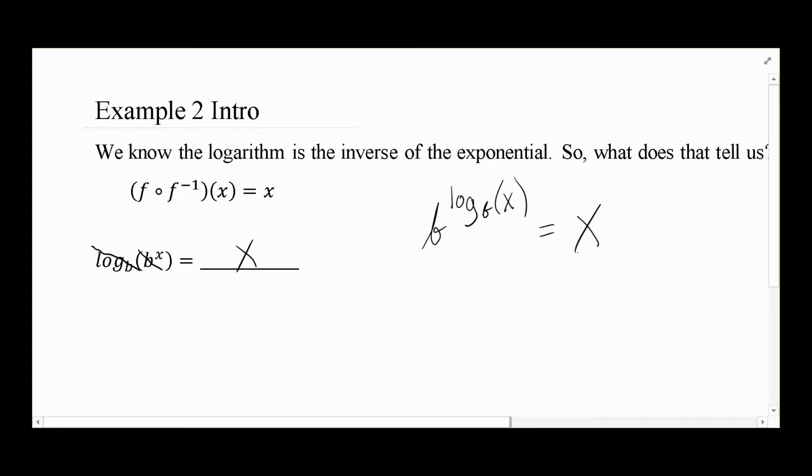But what do we have written down here? Log base b of b to the x, getting us just x, getting us just that exponent that was up there, the two undoing each other. That's something that we're going to use very often. Let's look at an example of using it.